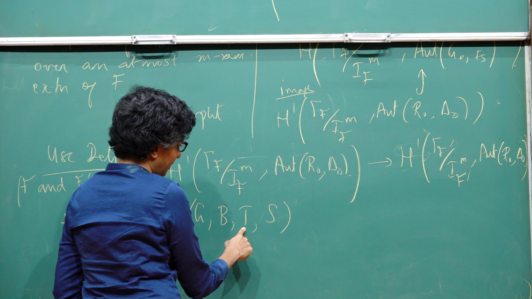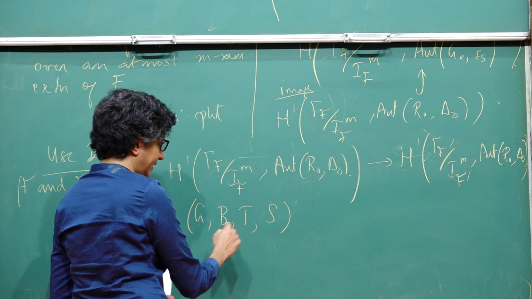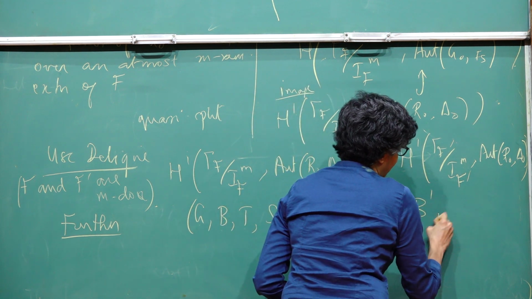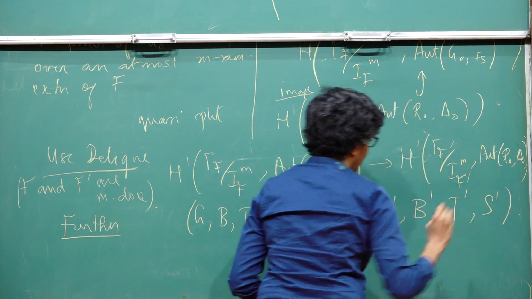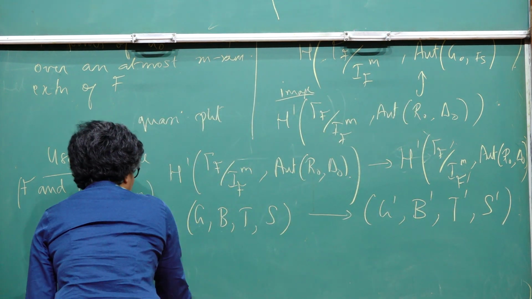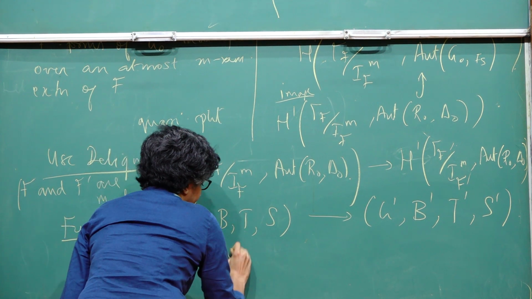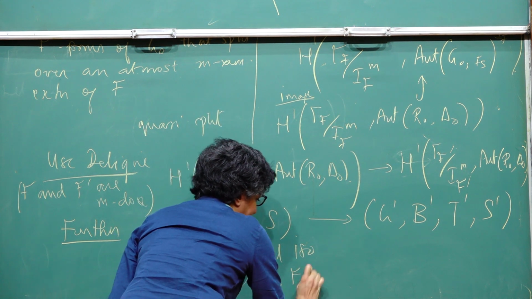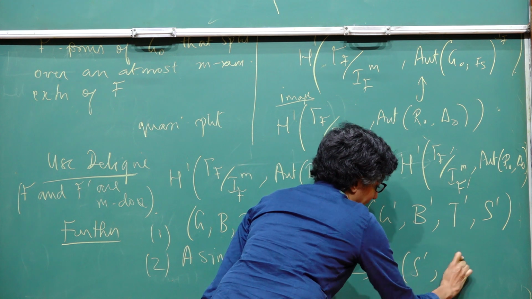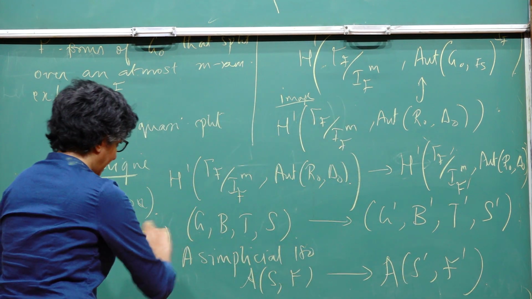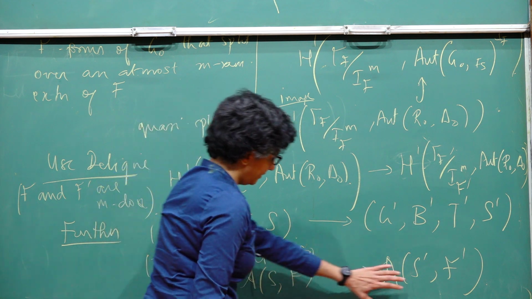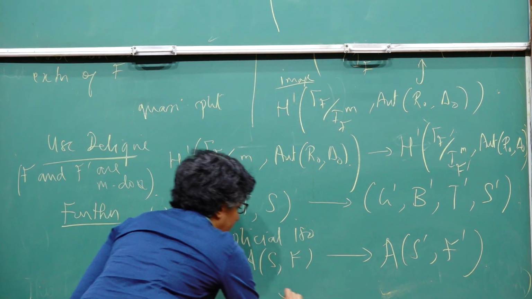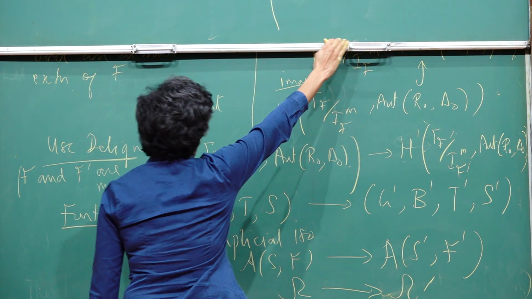This is the maximal torus, and this is a maximal F-split torus sitting inside T, and you will also get this via this correspondence. You will get this G', B', T', and S', and then a simplicial isomorphism between the apartments A(S, F) and A(S', F'). And then once you have this, you can look at facets here that will correspond to facets here, and so you can look at the parahoric group scheme. So this will say Ω corresponds to Ω'.